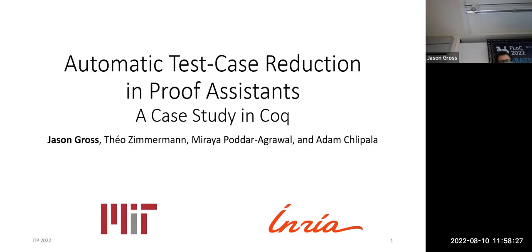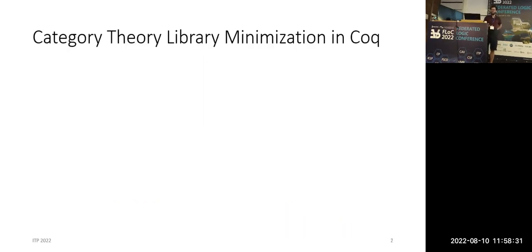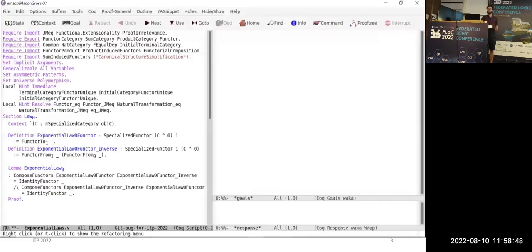So I want to tell you about what I call the coq-bug-minimizer. And to do that, I want to take you back to how I created it, the problem I was trying to solve. When I first started working in Coq, essentially the first project I undertook was formalizing a library of category theory in Coq.